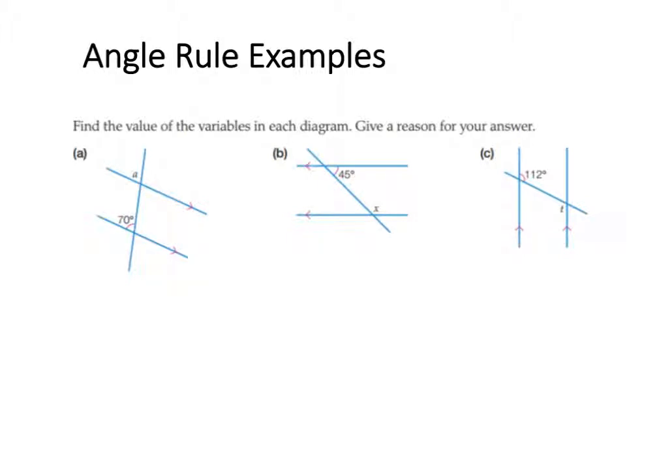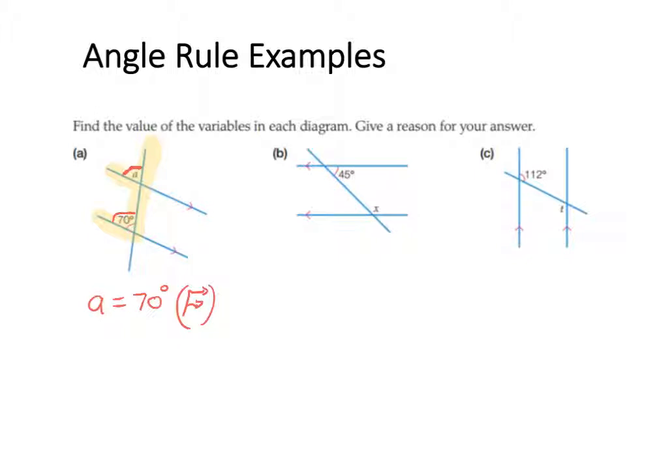So looking at A, I've got a set of parallel lines, and using those lines, I can form the letter F, albeit an upside down letter F. So because I can form the letter F, I can use the corresponding angle rule, and to know that A is going to equal the same as 70 degrees, because my two angles are in corresponding positions within my letter F. And if I was writing that as part of a proof, I would need to include the symbol at the end.